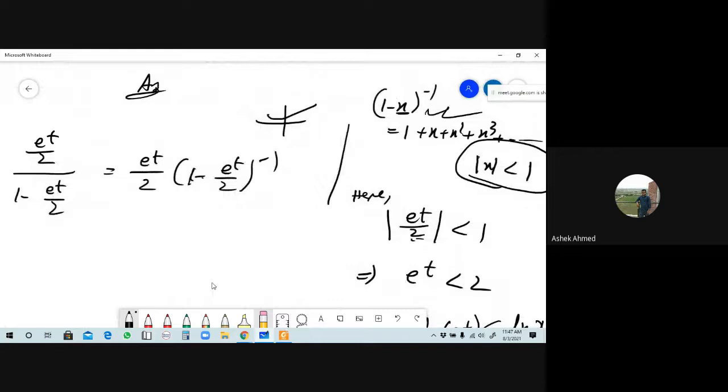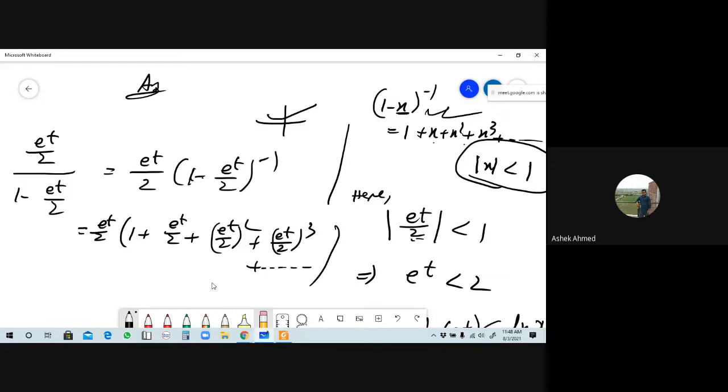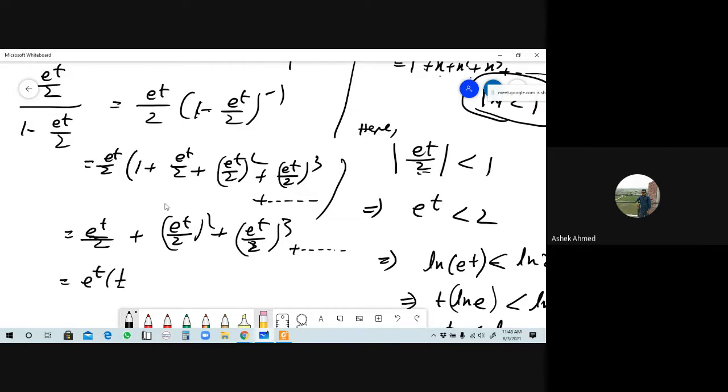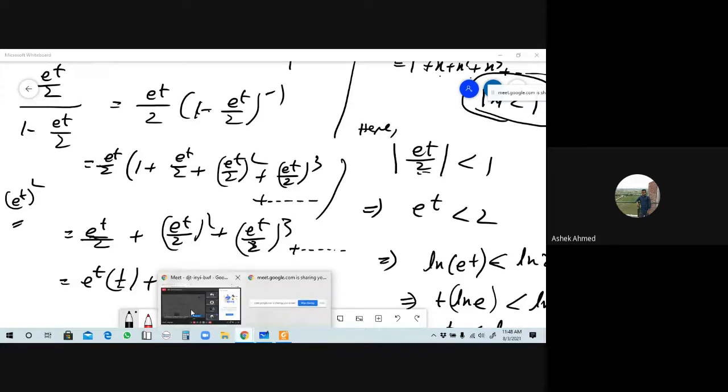So we know that the value of 1 minus x whole to the power minus 1 is 1 plus x plus x squared plus x cubed, with x equal to e to the power t by 2. So this is 1 plus e to the power t by 2 plus e to the power t by 2 whole square plus e to the power t by 2 whole cube, plus dot dot dot up to infinity. So from here, tell me, this will be the result of e to the power t into half plus e to the power t whole square. What will it be? Respond to me.